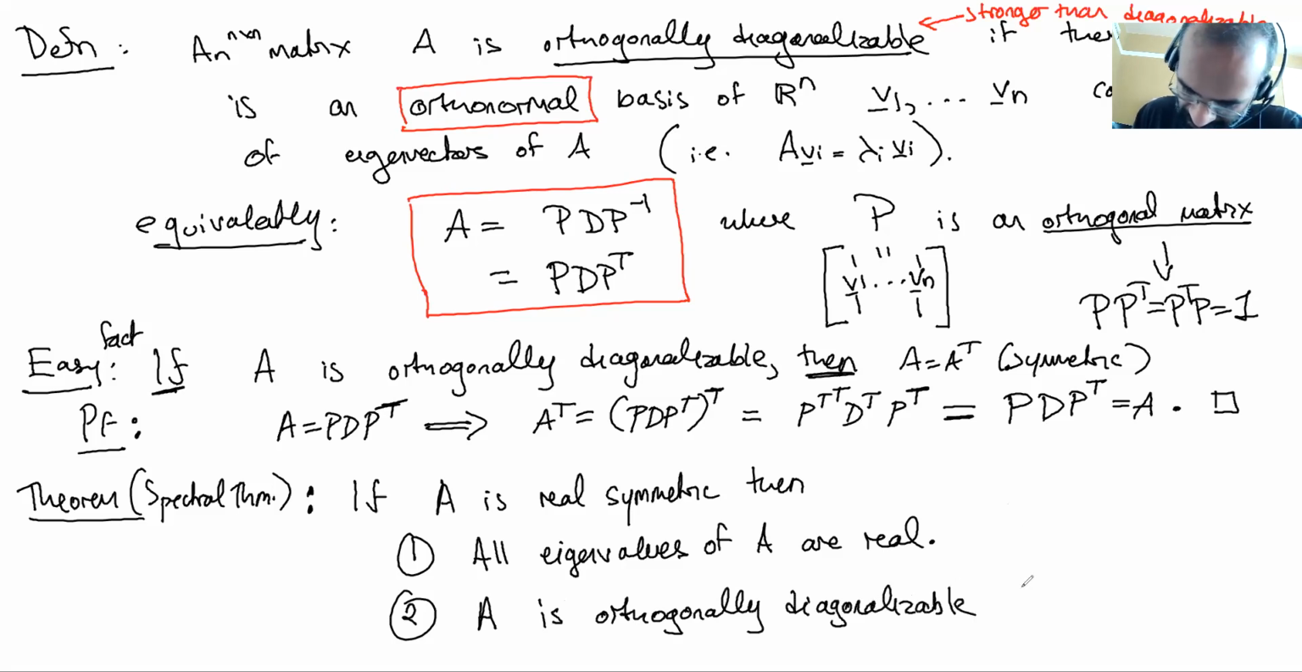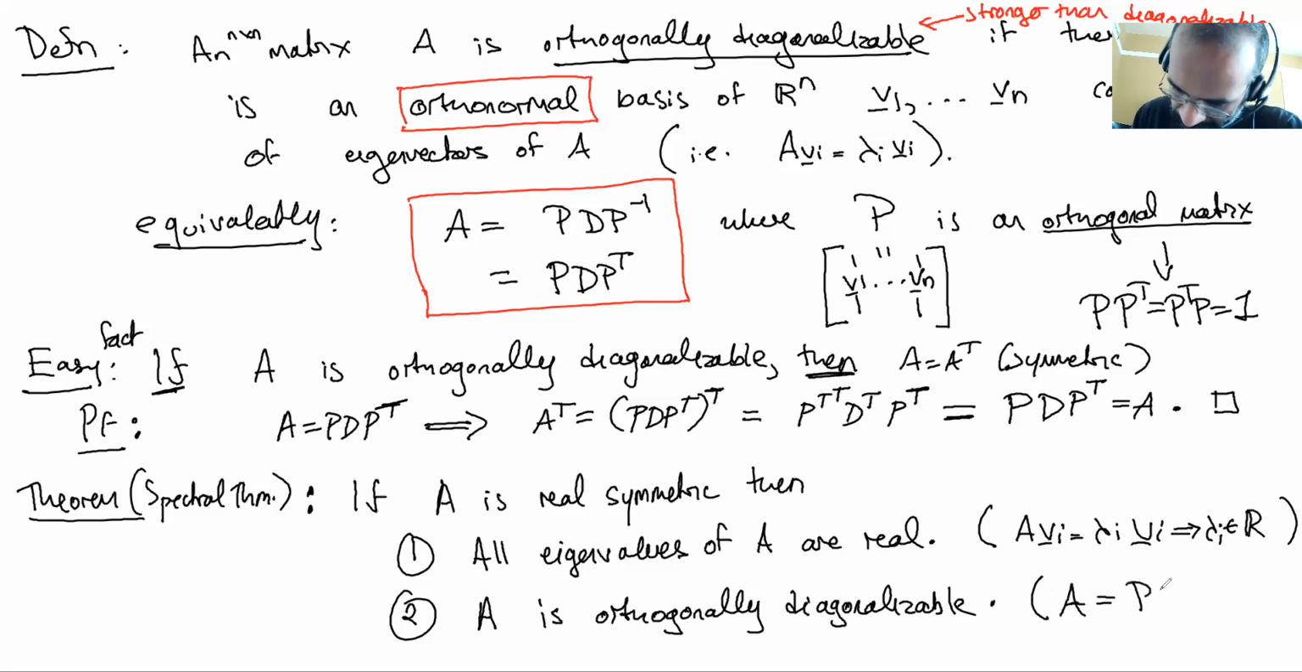Okay, so in equations, the first statement is that A v_i equals lambda_i v_i for real lambda_i. So if this is true, then lambda_i is in R. So all the eigenvalues are real. So you don't have to worry about complex eigenvalues. And the second statement is saying actually A is equal to PDP transpose, where D is a diagonal matrix containing these real eigenvalues, and these v_1 through v_n are an orthonormal basis of R^n.